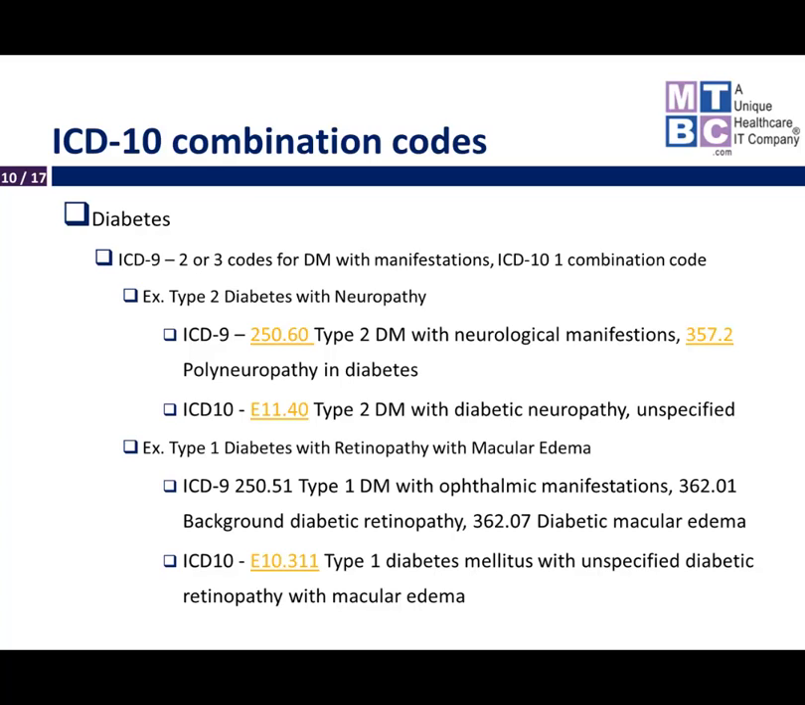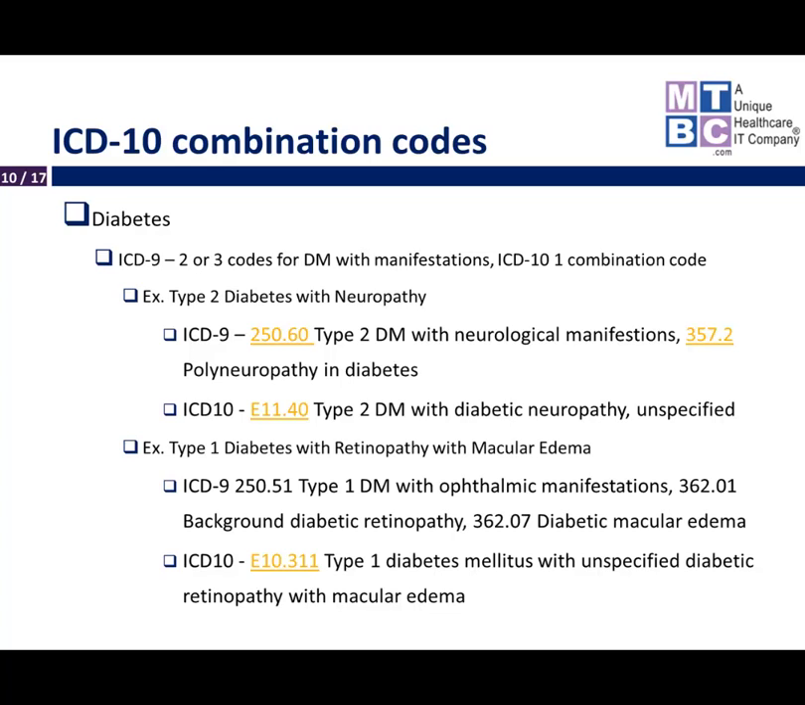In the 9, you'd have to do 250.60, which is telling you have type 2 diabetes with some neurological manifestations, and 357.2, which is polyneuropathy and diabetes. You have to code them both. Or in 10, there's just one code, the E11.40, type 2 diabetes with diabetic neuropathy unspecified. Okay, so the specific neurological manifestation is within the code itself.